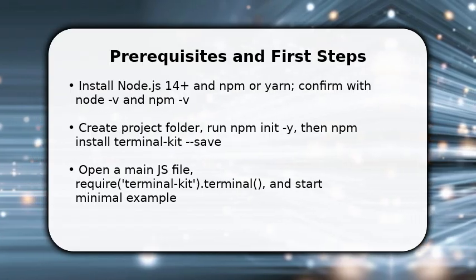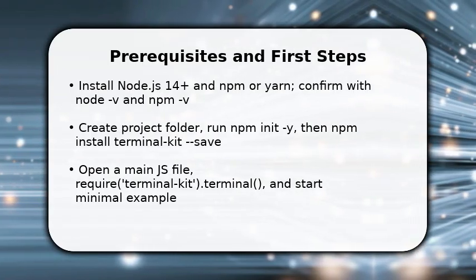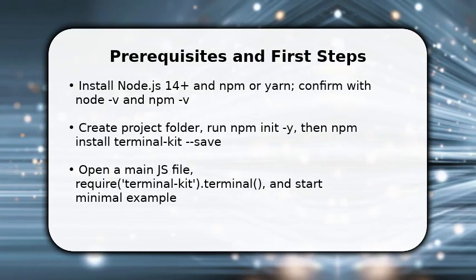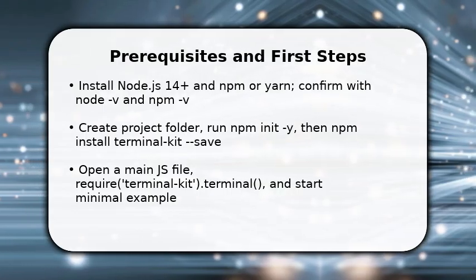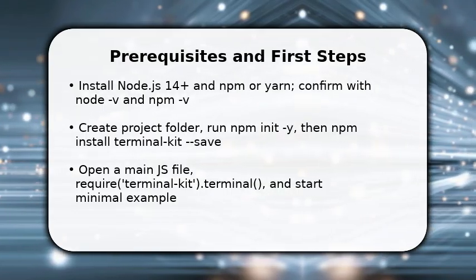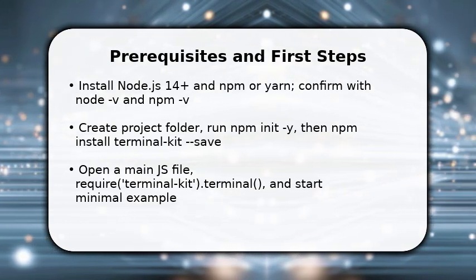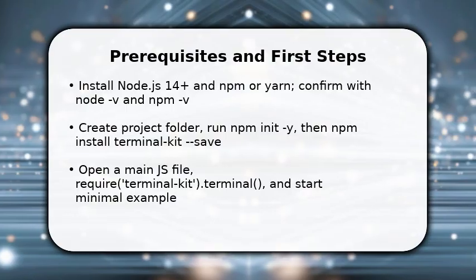Next, install terminal kit and open your main JavaScript file. Require terminal kit and instantiate terminal. This first actionable setup gets you a running REPL-style terminal object. Make sure to save and run Node on the file to see initial output and confirm the library loads correctly.